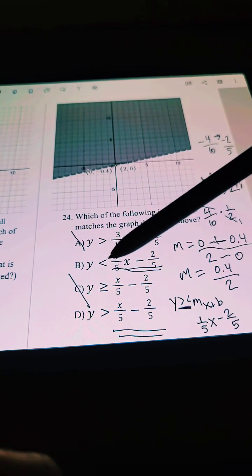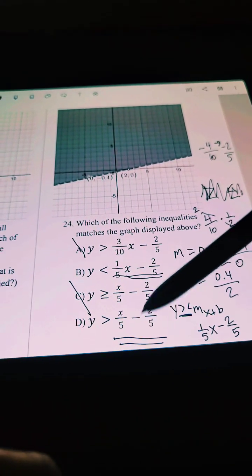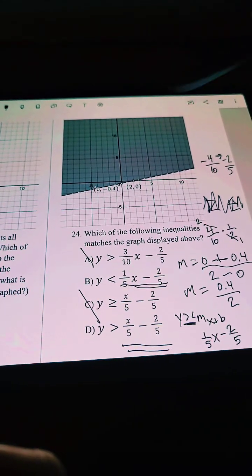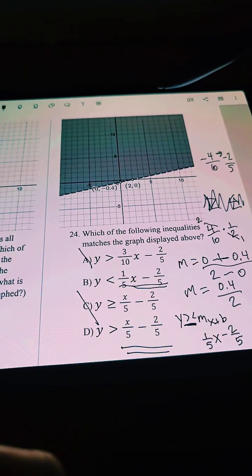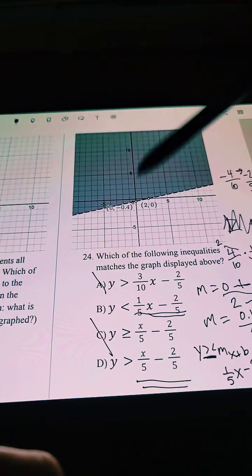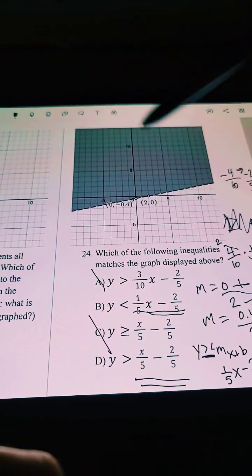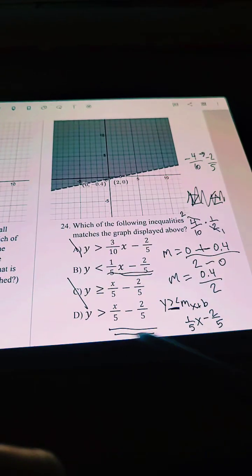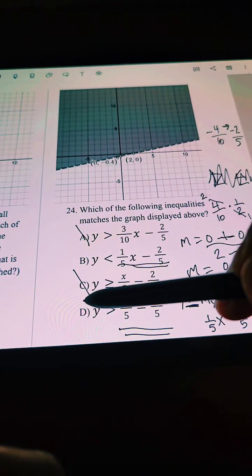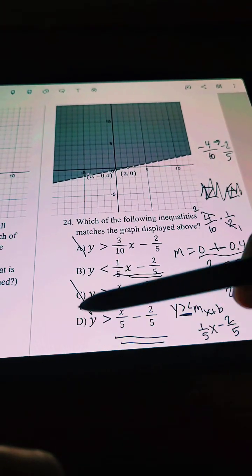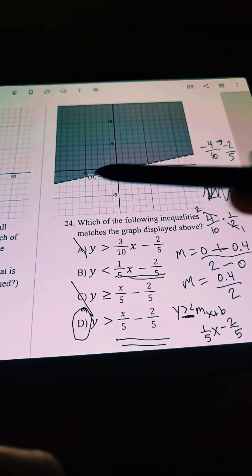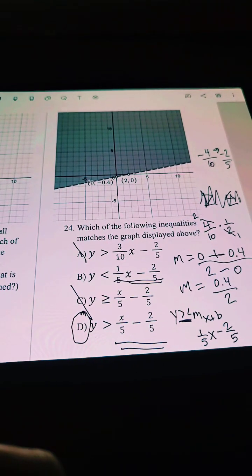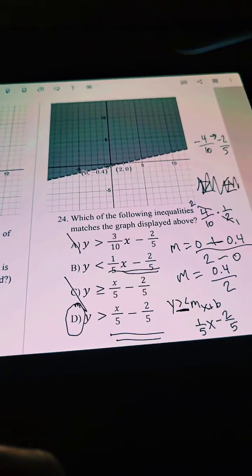Now we just have to decide, okay, is y going to be less than or greater than? The way that you can figure this out is by looking at where the shading is. So the shading is above the line. Since it's above the line, y is going to be greater than the line. So the possible y values are greater than the line that's been graphed, or the dashed line, I guess. So it has to be D.